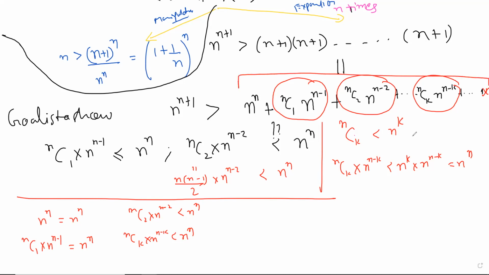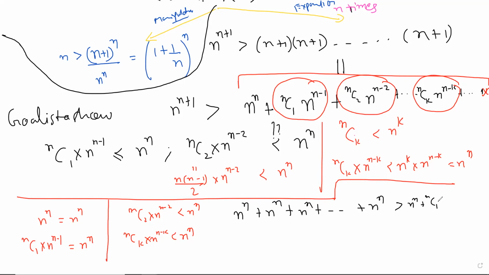How many terms are here? N terms, right? I mean, there are n plus one terms, but if you ignore the one, then there are n terms, and each of those n terms is less than n to the power n. So can we not say that this quantity that we had is less than this? And this is just what n to the power n plus 1 means. It's just n times n to the power n. That's basically what we have shown.